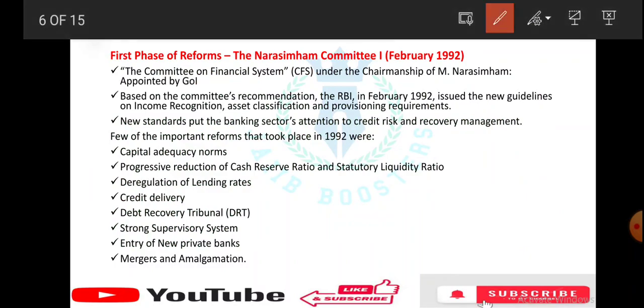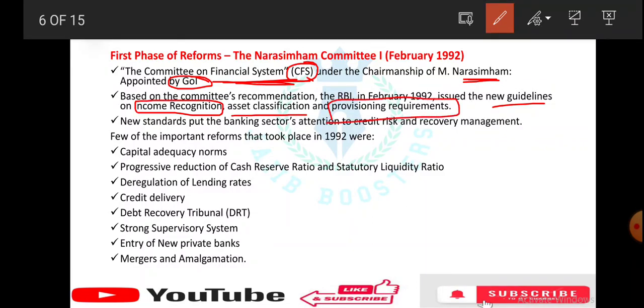The Committee on Financial System was appointed by the Government of India under the chairmanship of Narasimhan. Based on this committee's recommendations, RBI has issued new guidelines on income recognition, asset classification, and provisioning reforms.